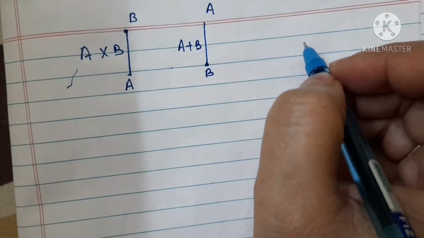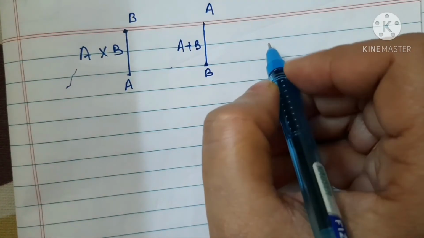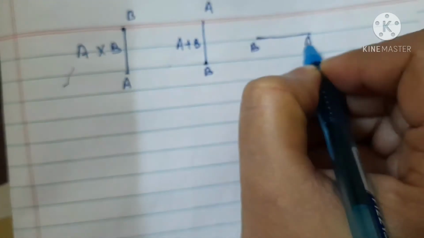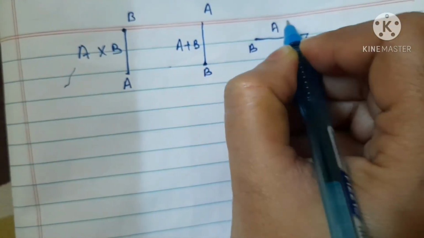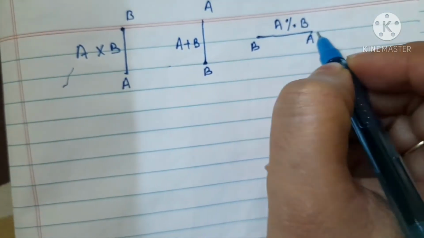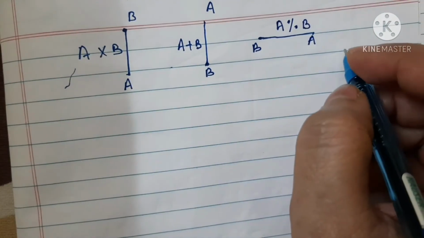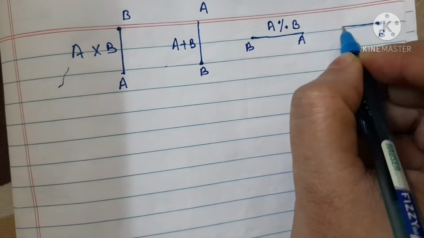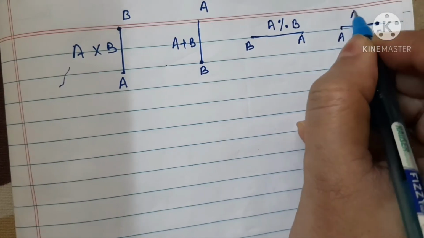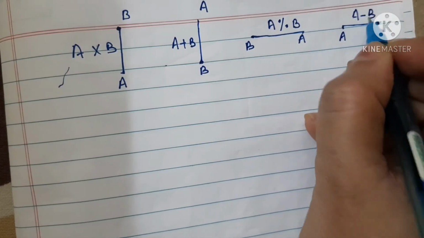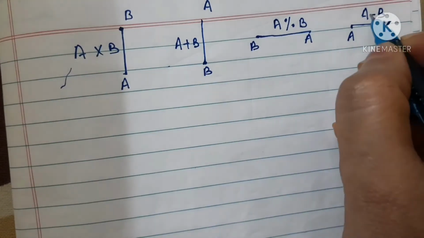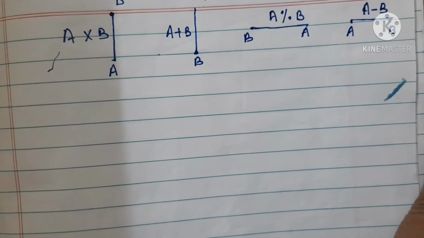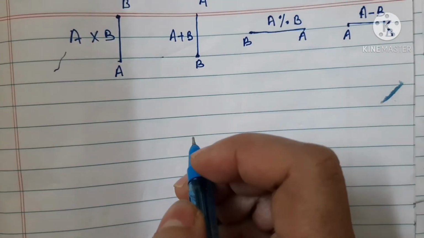A percent B means A is to the east of B. Now if B is here, A is in its east and this is A percent B. And A minus B means A is to the west of B. If B is here, A is to the west and this is called A minus B. Right? Now you have to tell what is P percent Q plus R minus S.